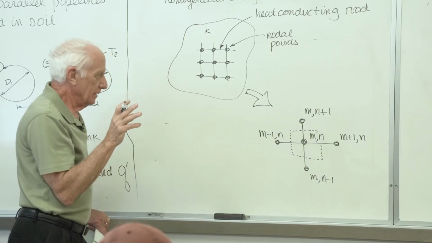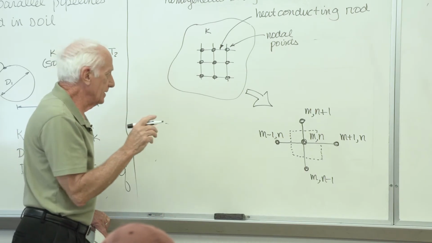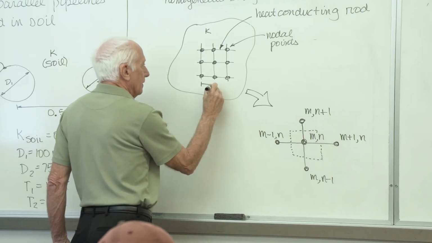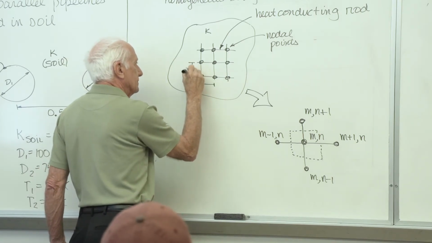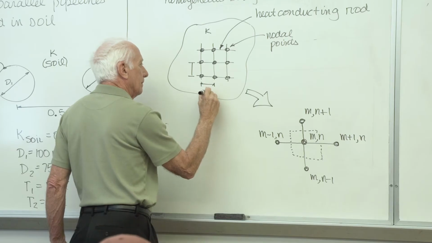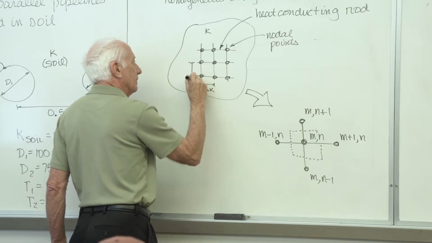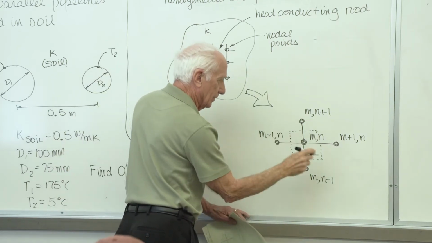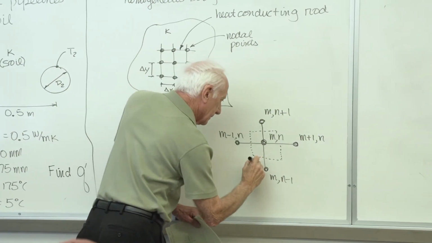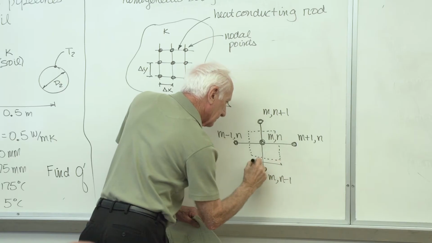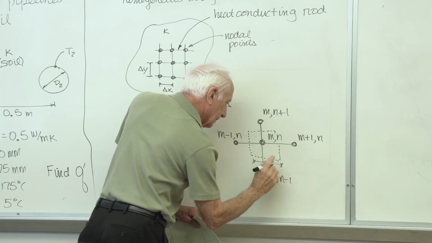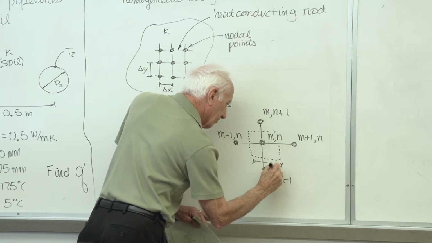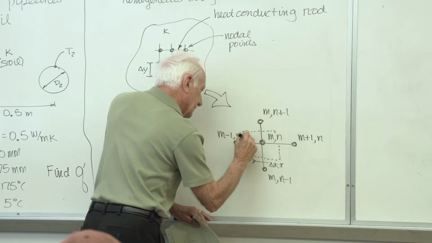And by the way, when you set your grid up, this is delta x and this is delta y. So over here, delta x and delta y. This is delta x. And this is delta y.